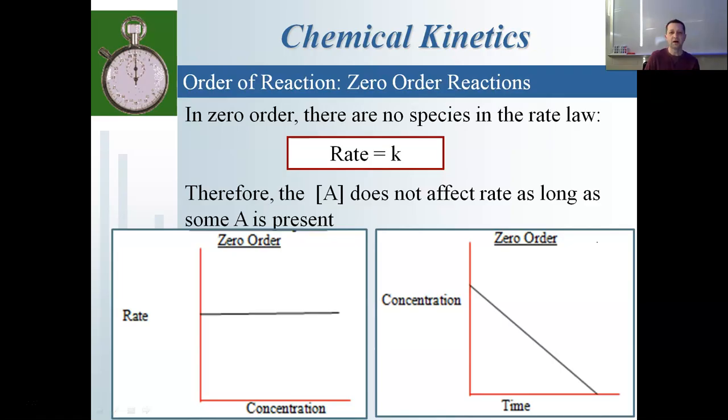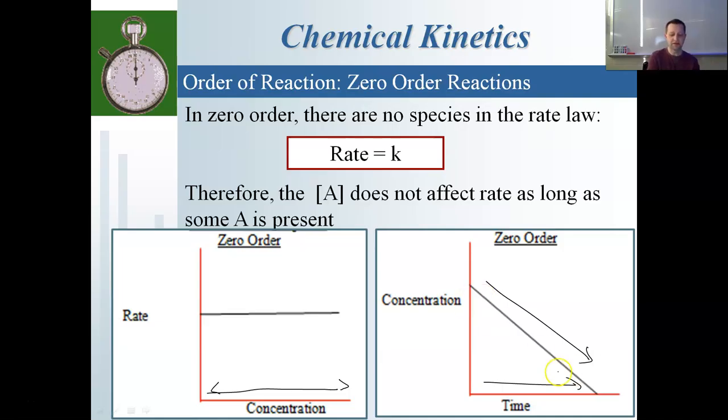You can see the graph representation here. We have rate versus concentration, and you can see as my concentration changes along my x-axis, the rate stays consistent. So for 0 order rate laws, the concentration doesn't matter as long as you have some concentration present. Over time, the concentration of your substance is going to decrease until you don't have any concentration left, and the reaction basically comes to completion.